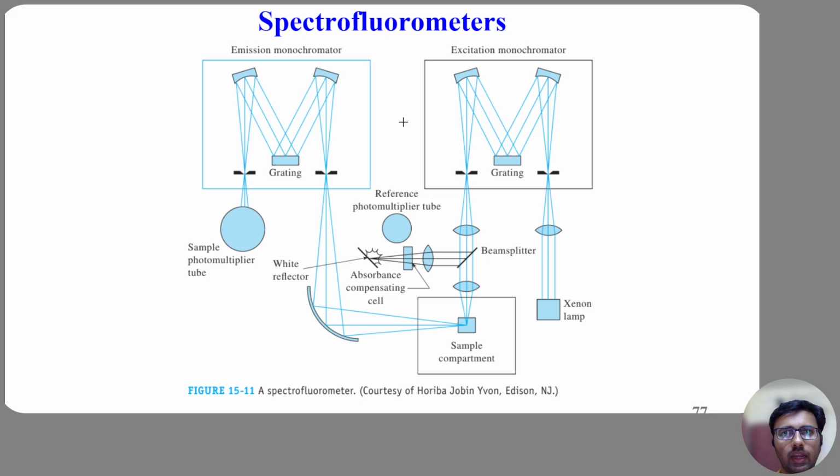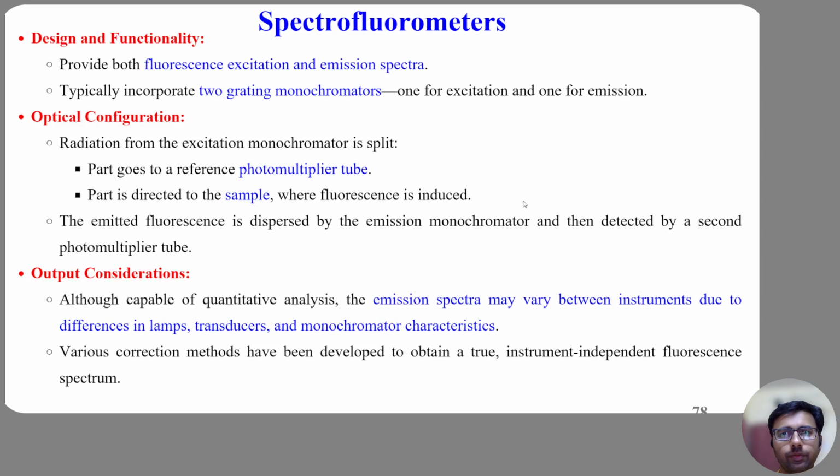Broad white light enters the excitation monochromator. Inside, a diffraction grating disperses light into individual wavelengths. A narrow selected band exits and encounters a beam splitter. The beam splitter again creates electronic stability.